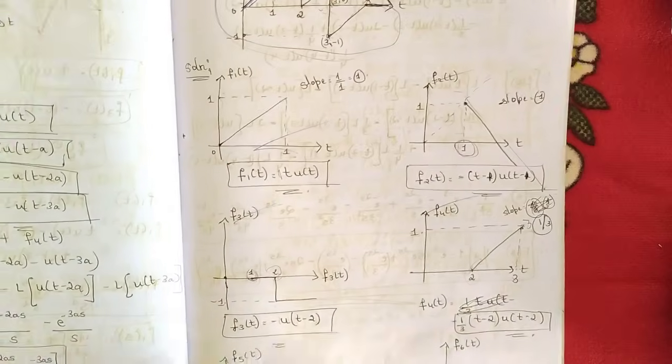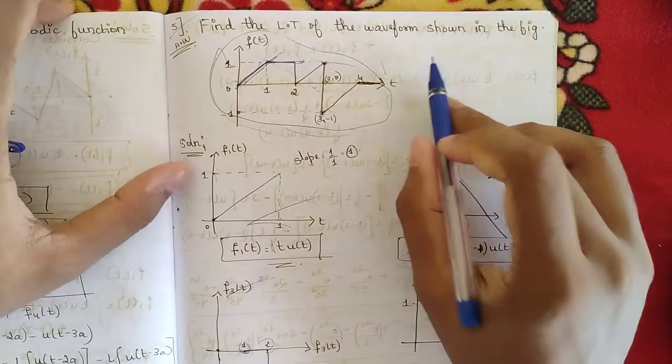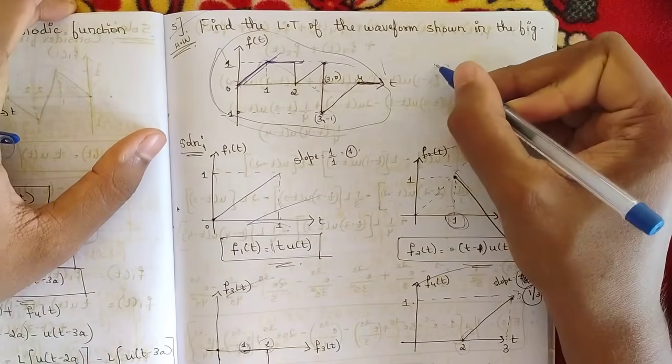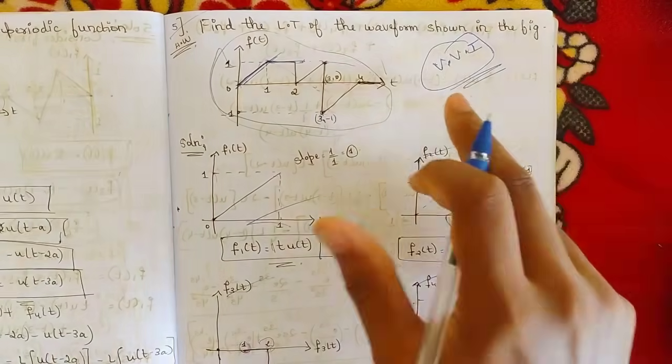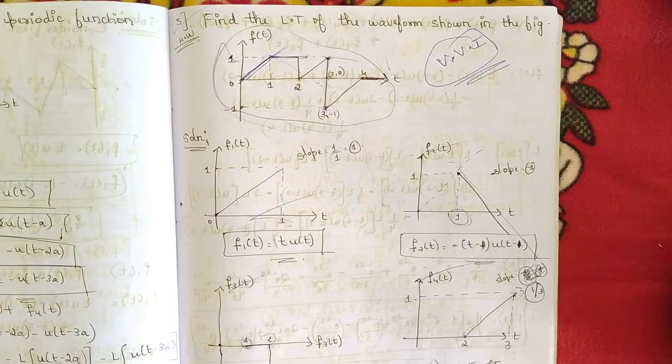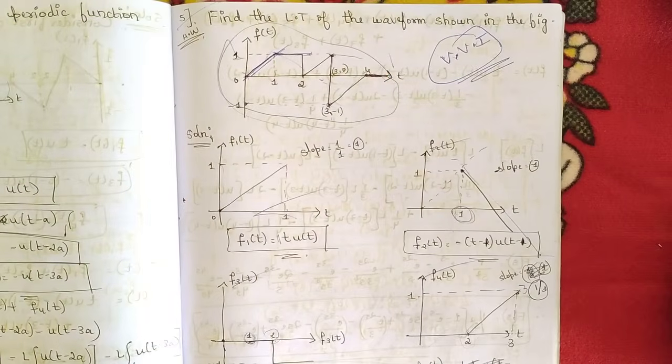So let us see one simple last problem here. This problem is very important, multiple times repeated. It is repeated at least 4 times in the previous year network analysis papers. In the last 4 papers this problem has come. If you want, you can check it out.